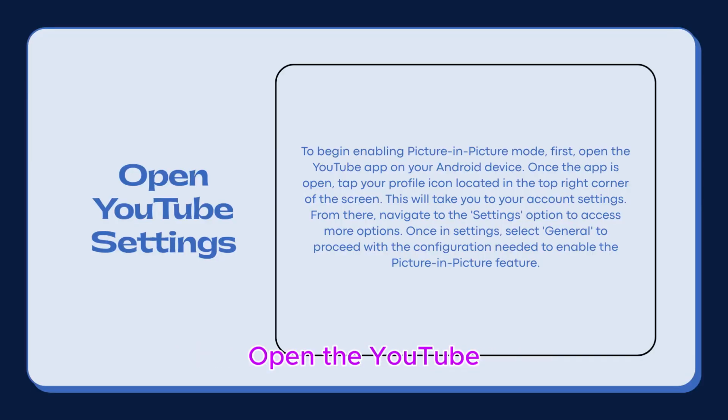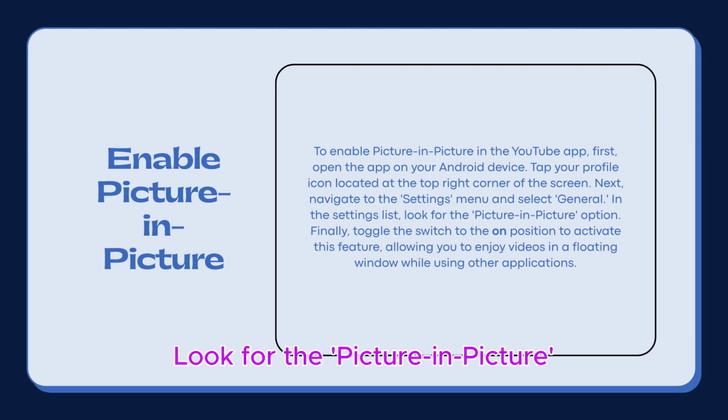Open the YouTube app and tap your profile icon in the top right. Go to Settings, then select General. Look for the picture-in-picture option in the list and toggle it on.